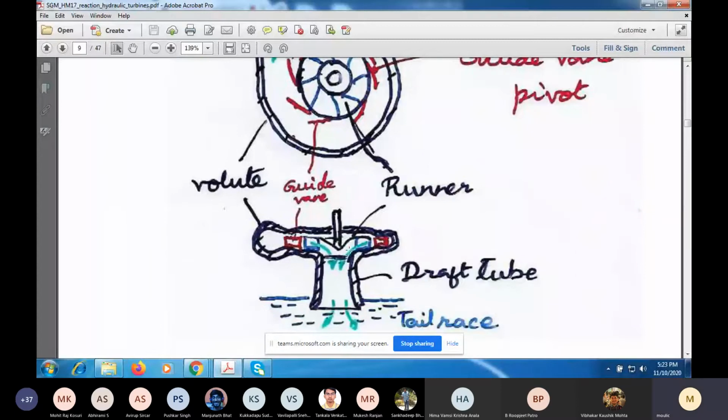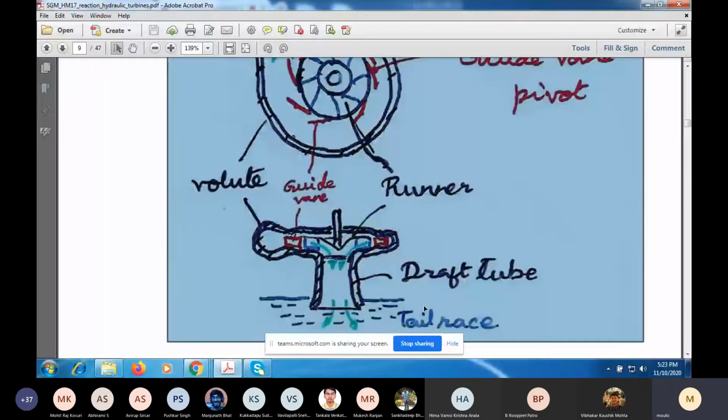So at the exit of the runner, this is not open to the atmosphere because then the efficiency will be lower. Okay, you have a diverging passage, a duct, which is called a draft tube, and this will be immersed in the downstream reservoir, which you call the tail race.